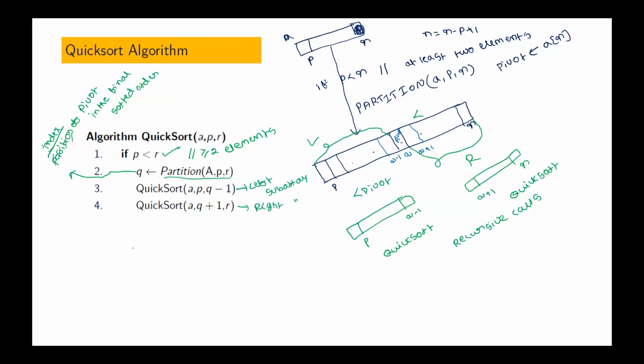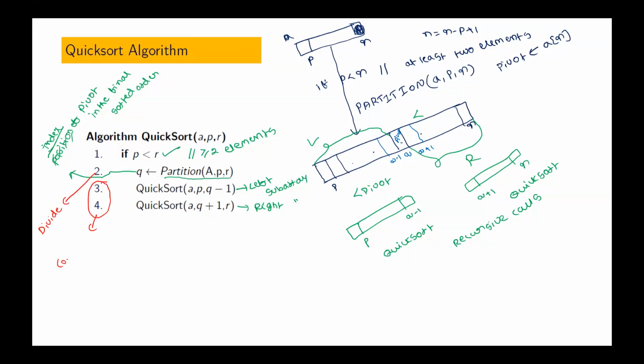Now you tell me, in this algorithm, what is the divide step, what is the combine step, what is the conquer step? Which step is the divide step? The second step is the divide step, sir. Which one? Second step. Yes, it is the divide step. Which step is the conquer step? Third and fourth are conquer steps, sir. These two are conquer steps.